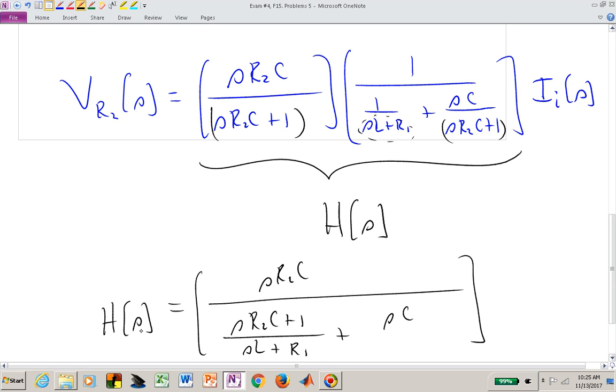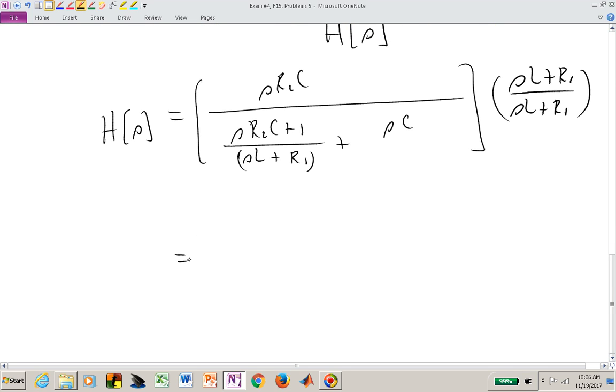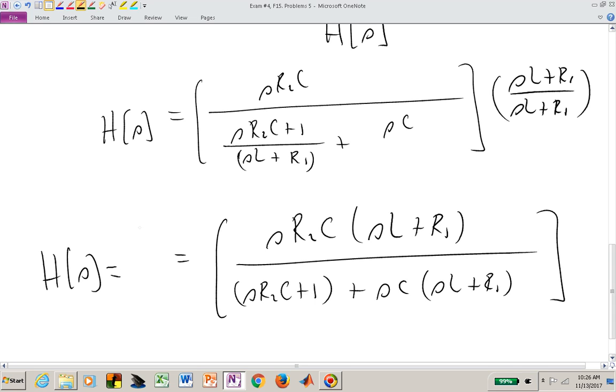That's now my H of S. But if I put that all now over this and multiply by 1, which is SL plus R sub 1, then I actually have what I need. I have S R sub 2C times SL plus R sub 1 all over S R sub 2C plus 1 plus SC times SL plus R sub 1. And that should be my transfer function if you were to multiply things out a little bit more or not, but that should give you the transfer function that is H of S equaling V sub R sub 2 of S over I sub I of S.